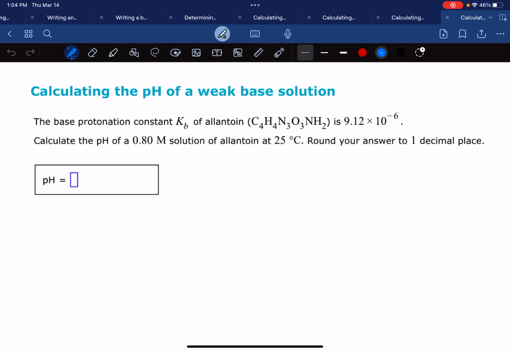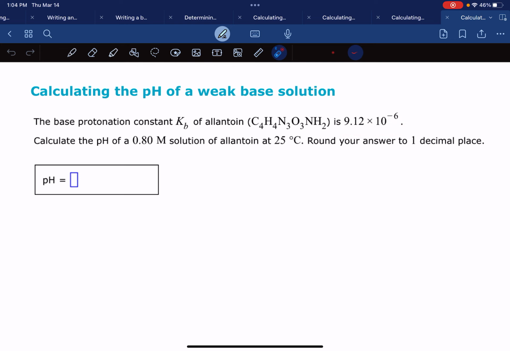Okay, so this is going to be kind of a standard problem that we're going to typically have to do. They're asking us to figure out the pH of a weak base solution. And the weak base they give us is this monstrosity right here. The good thing to note here is that it has a very small Kb, which means that we're going to be able to do the 5% rule on it.